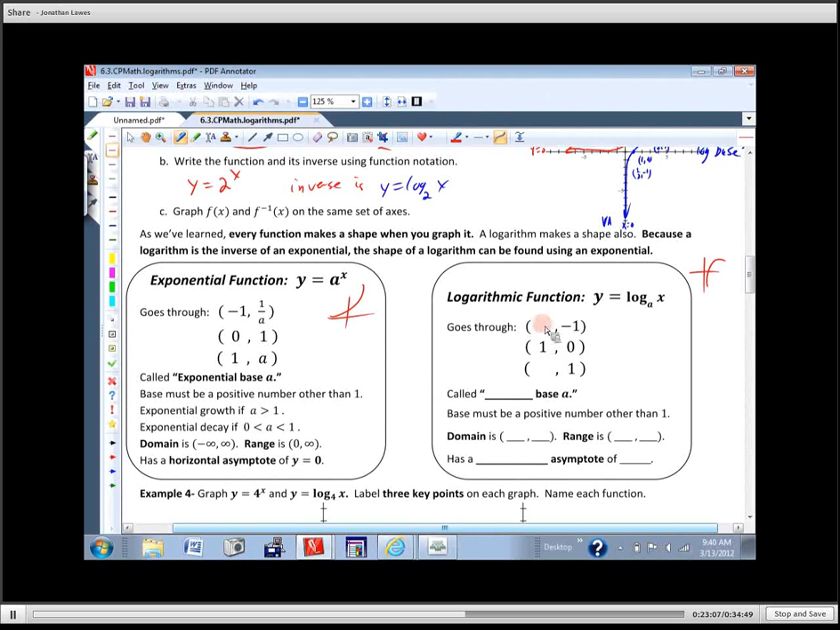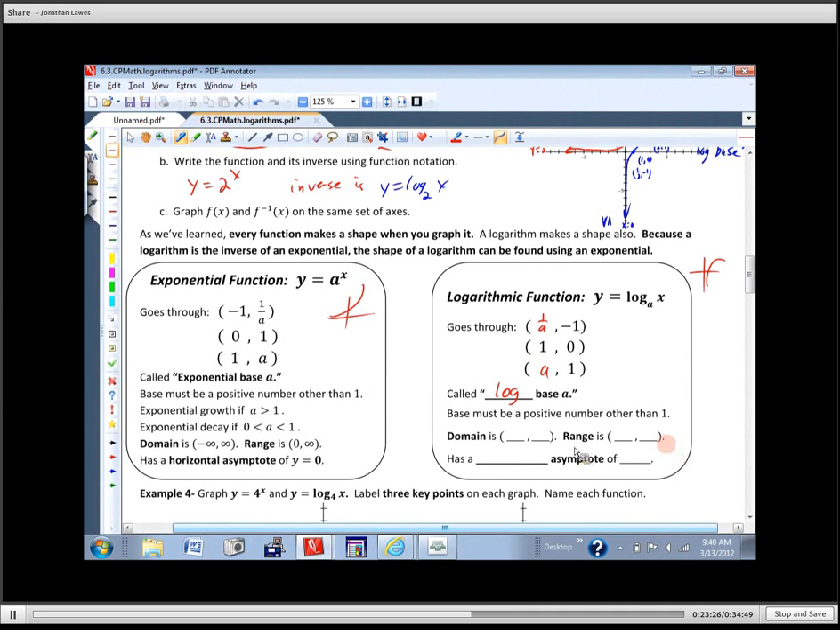Okay? And what would this number right here be? What would this x coordinate be? This would be 1 over a, and this would be a. If this is exponential base a, this is going to be called log base a. Remember, the bases have to be the same, so same conditions there. Got to be a positive number other than 1.